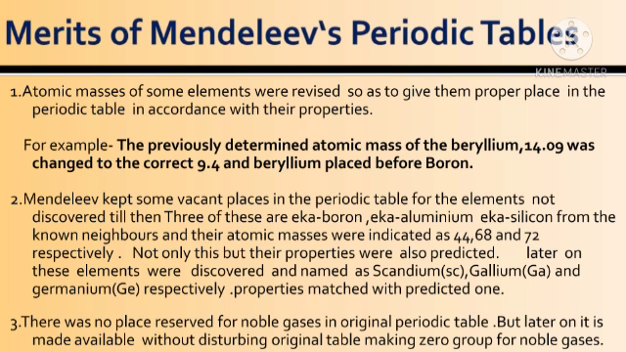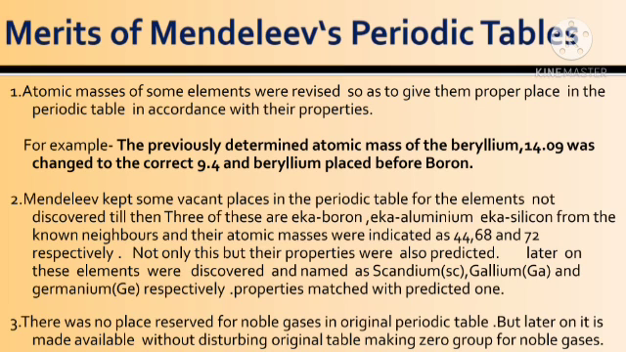First, atomic masses of some elements were revised so as to give them a proper place in the periodic table in accordance with their properties. For example, the previously determined atomic mass of beryllium, 14.09, was changed to the correct value, 9.4, and beryllium was placed before boron. So the revision of the atomic mass of the element was done by checking it experimentally, and the places of some elements were changed.